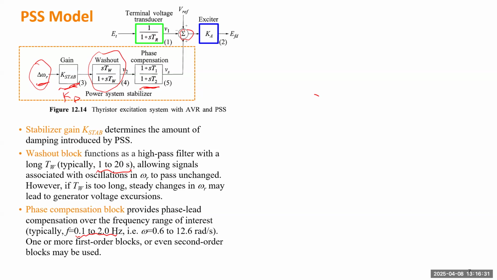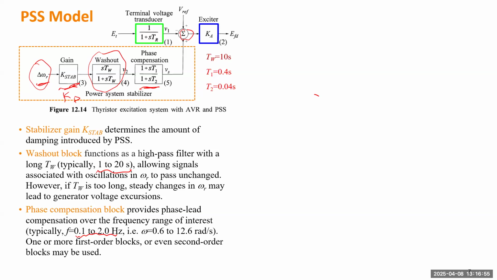Higher than 2.0 hertz, it may still be some electromechanical oscillation, but it will be very, very local. It doesn't cause stability concern for the system. So 0.1 to 2 hertz will be the most critical range of frequency where you want to improve the angle stability.